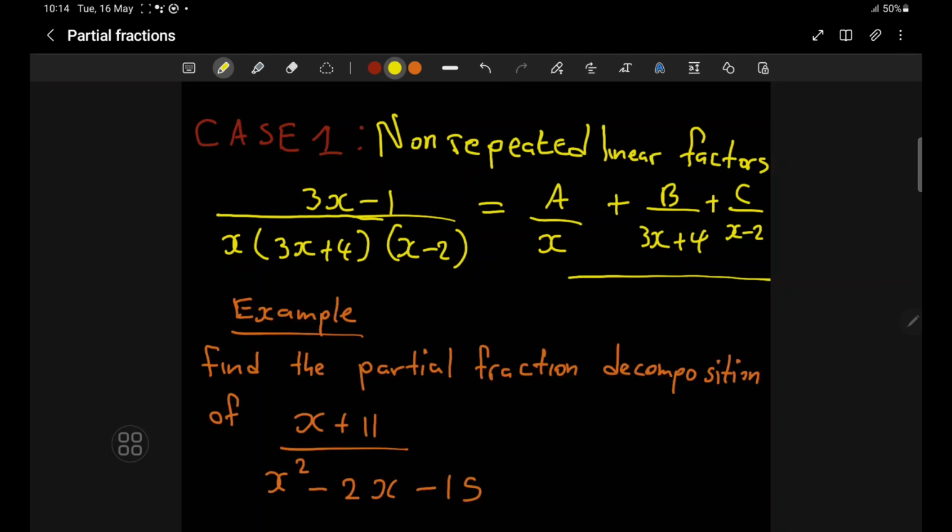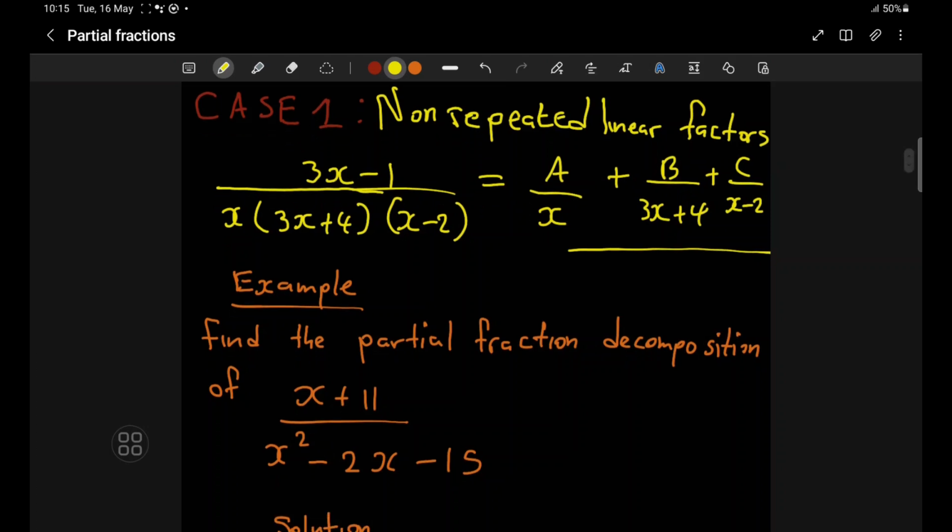So let's look at an example. Find the partial fraction decomposition of x plus 11 over that quadratic. When you are given such an expression, first look at the denominator. This is a quadratic expression. Is it reducible? We can try to reduce it either by using the product sum or the quadratic formula, but the product sum would be better so that at least we group the terms.